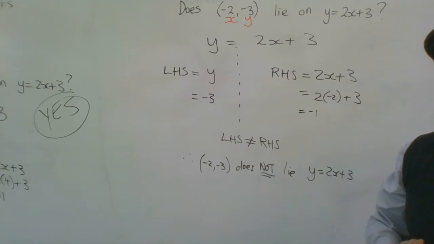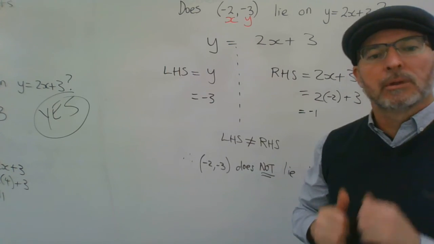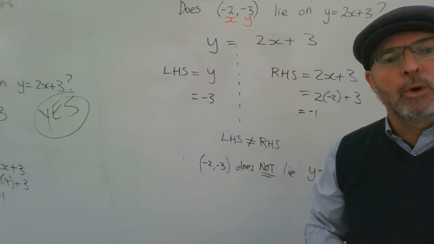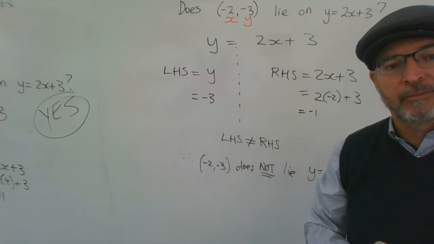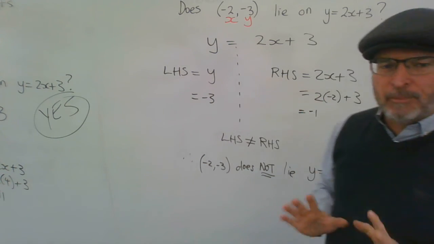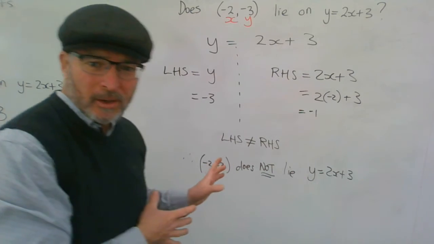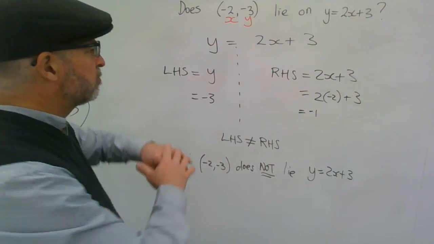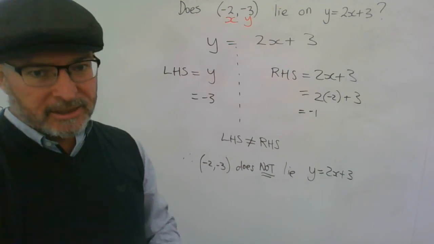Left-hand side, right-hand side equal, point lies on curve. Left-hand side, right-hand side not equal, point does not lie on curve. You need to work out the left side and the right side separately. This is pretty simple now, but later things may get more complicated. It's not good enough just to put it all in one sentence.